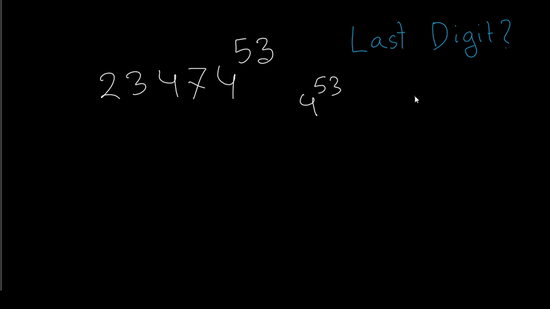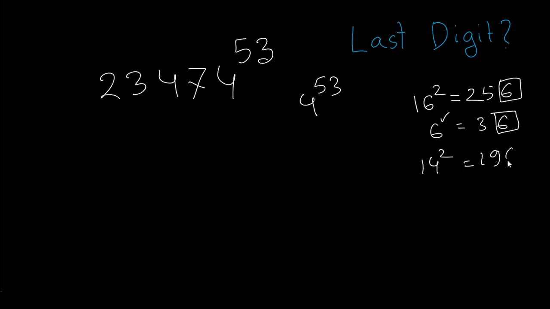Take a look. If we take 16 squared, then the last digit of 16 squared is 6. But if we just take 6 instead of 16, then we get 36, and here the last digit is also 6. Let's take another example. If we take 14 raised to 2, we get 196. But if we take just 4 instead of 14, then we get 16. So in both cases the last digit is 6. Therefore the last digit of 4 to the 53 is exactly the same as the last digit of this whole number.